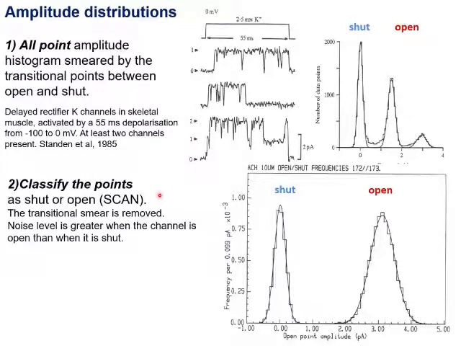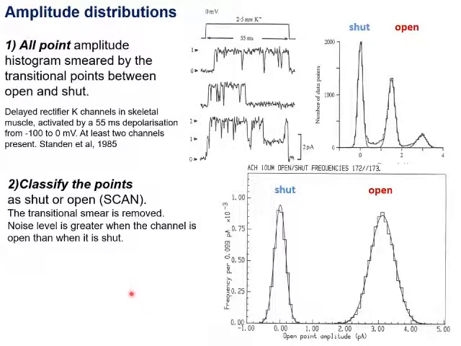This is a time course fitting that is done by programs like SCAN, a specialist program. And then those will allow you to classify the points as shut. Then you have the transitional points that we discard, and then we have the points that are clearly open. So we can now put the shut and the open amplitudes in 2 different bins and see what we have.